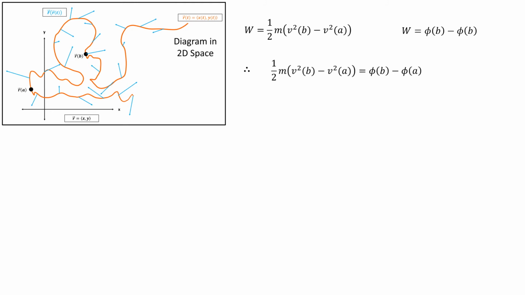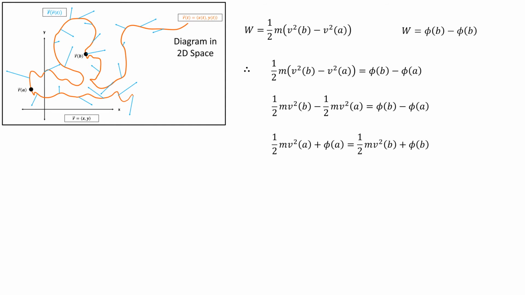So we have two paradigms of work. The first one is that we have work as a difference in kinetic energy, and the second is that we have work as the difference in potential energy. Now let's equate these two paradigms of work and perform some algebraic manipulation.